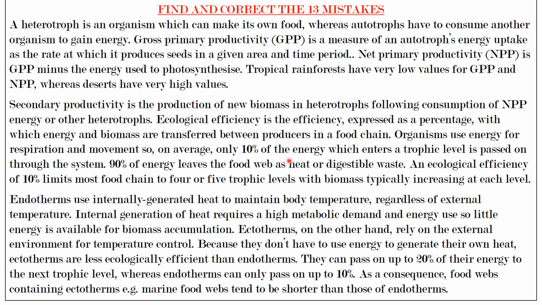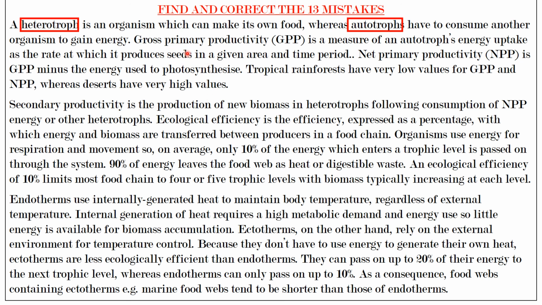So first one, a heterotroph is an organism which can make its own food. No, it's not. That should be autotroph, an organism which can make its own food. So I hope if you haven't put in what the correct word is, press pause and do that before I give you the answers. So an autotroph is an organism which can make its own food, whereas heterotrophs have to consume another organism to gain energy. Gross primary productivity, GPP, is a measure of an autotroph's energy uptake as the rate at which it produces seeds in a given area and time period.